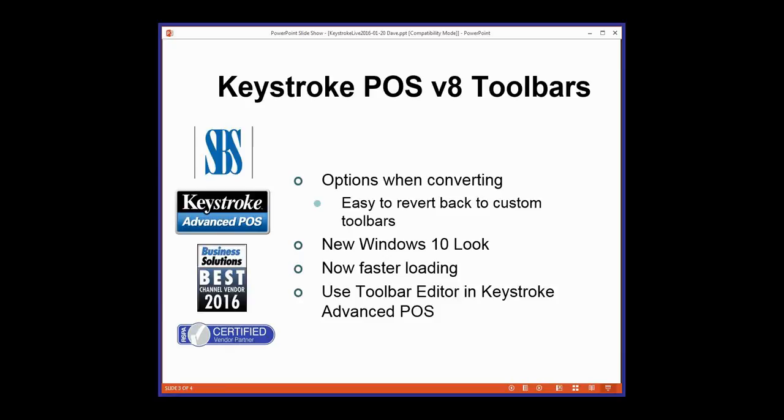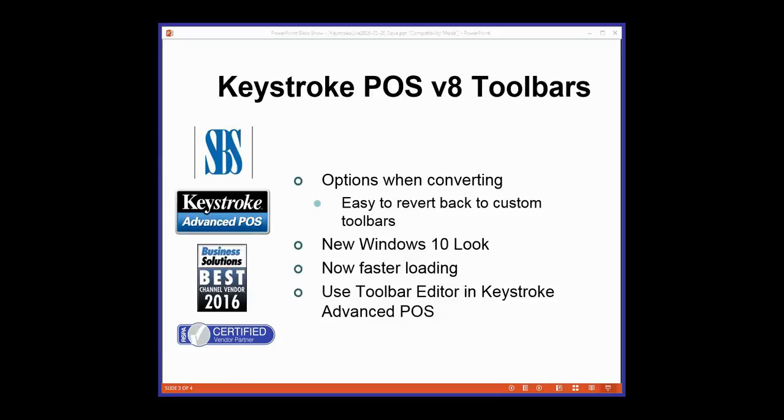So a few little things about the toolbars. We've added some options when converting, and we'll walk through that. There's a new look. They actually load faster. We tried to help get rid of that screen flicker that happens sometimes, so version 8 should do that a little bit. And you can use the toolbar editor in Advanced or the button editor in Keystroke POS or Keystroke POS Advanced. So let's go ahead and take a look at the new toolbars.